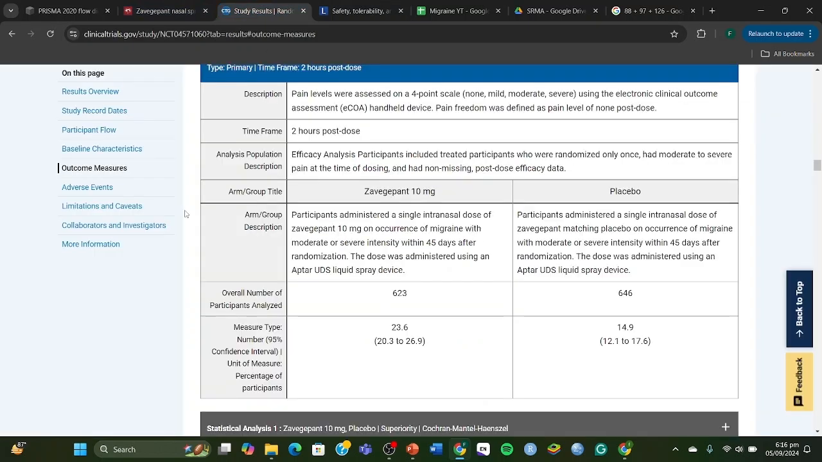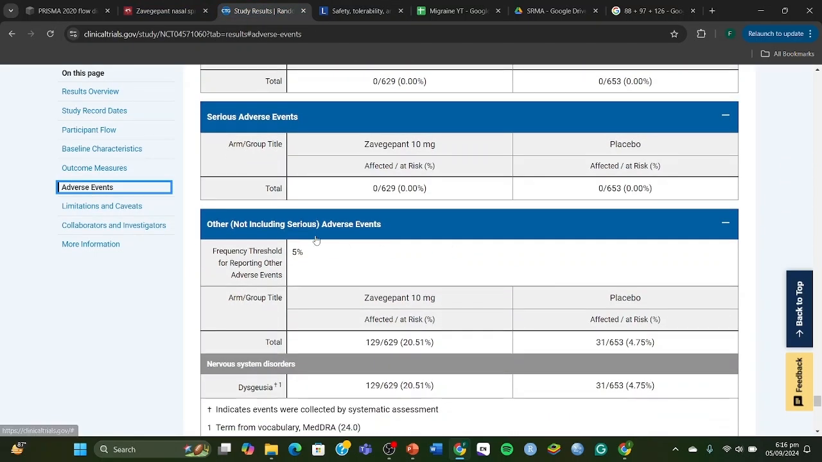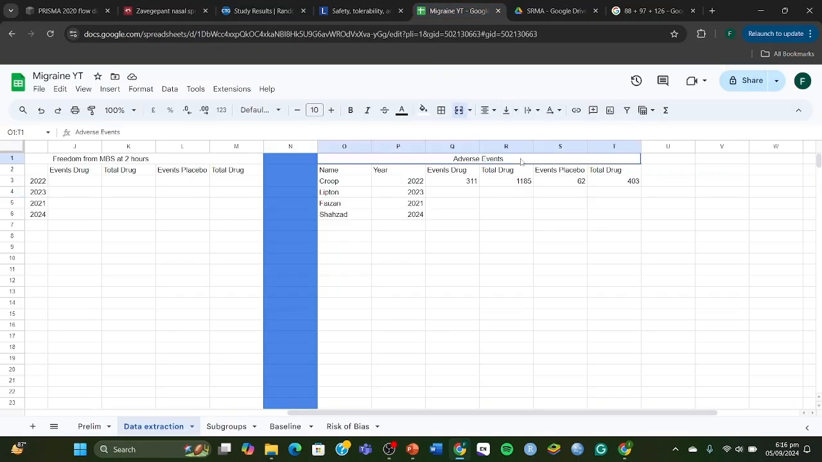Now we're going to go to our adverse events at the clinical trial website, and we're going to see, yeah, others not including serious. So there was no serious adverse event in any one of the groups, so we're just gonna include these ones. Now, of course, in the adverse events, you have to include serious plus non-serious. If you have not written it, you can also mention it right here: serious plus non-serious. There you go.